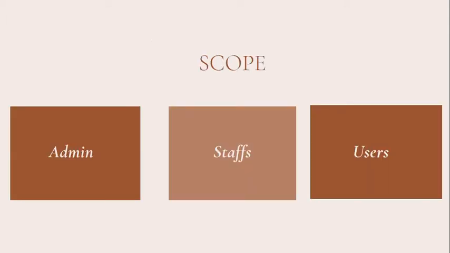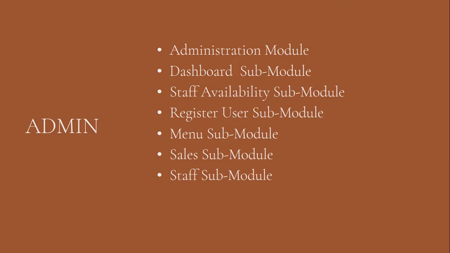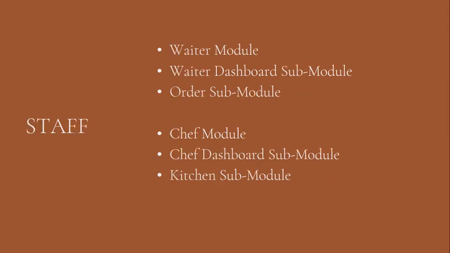The scope in my system is three: the first is admin, the second is staff, and the third is users. In admin there is the administration module, with dashboard, staff availability, register user, menu, sales, and staff submodules. For the staff, there are two roles, which are waiter and chef.